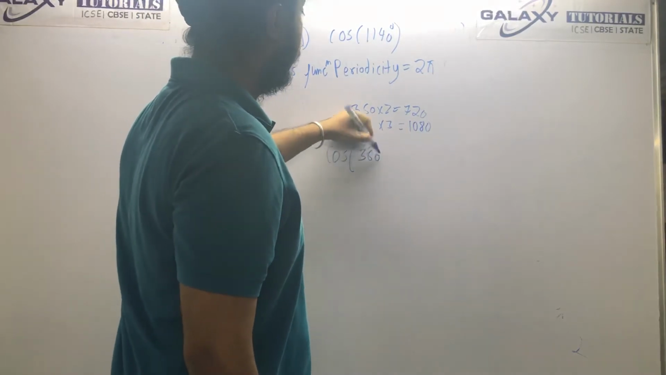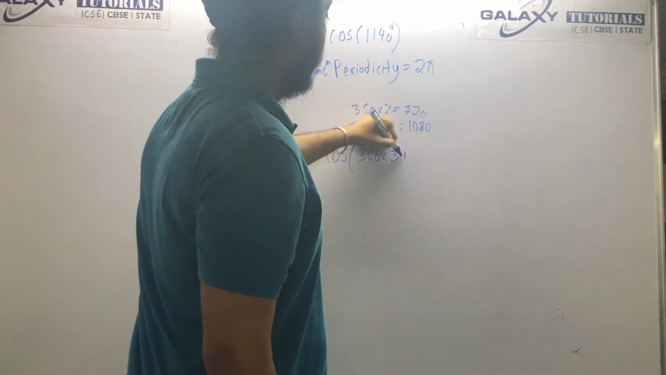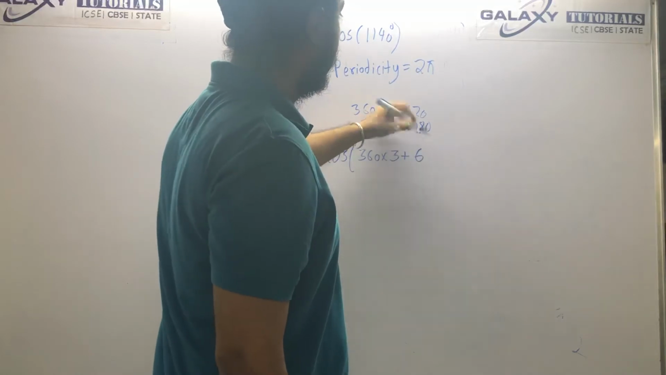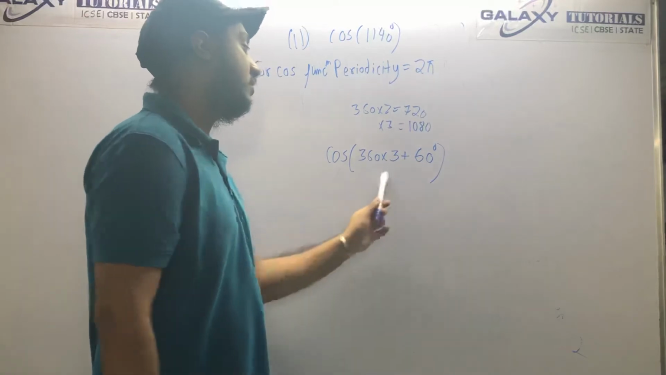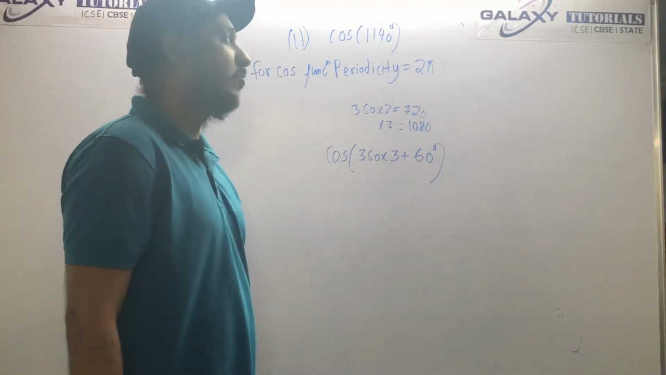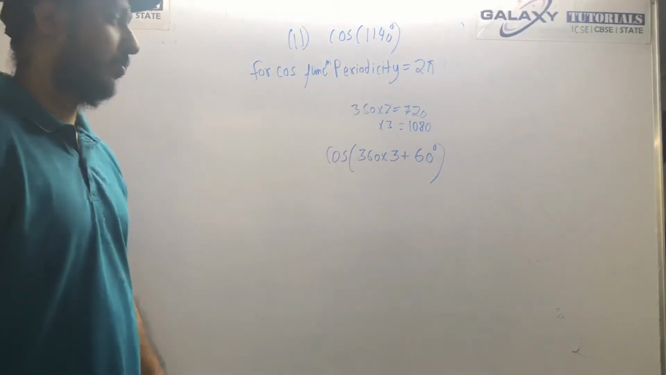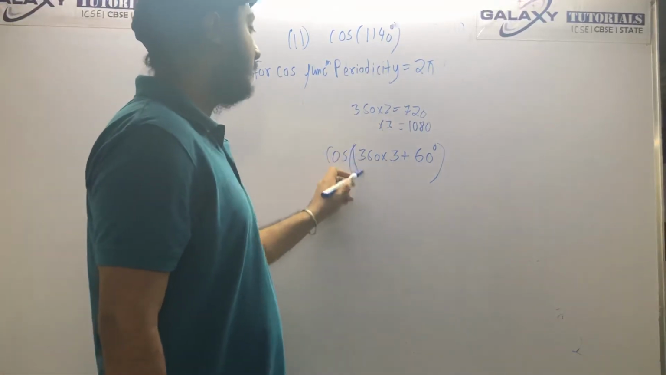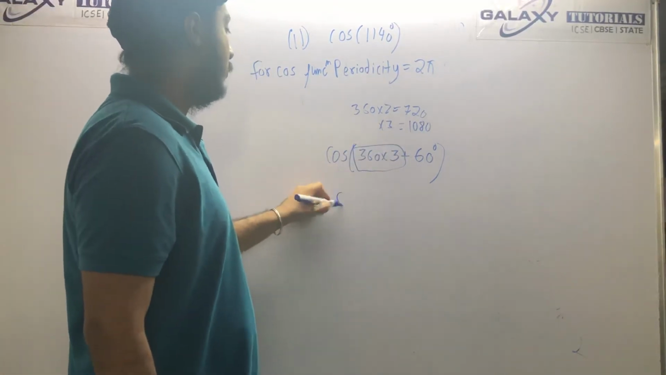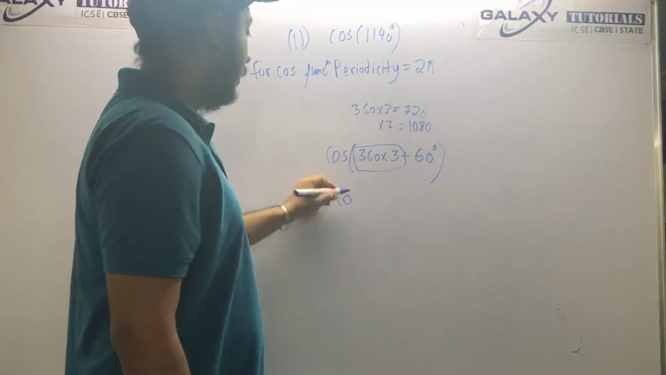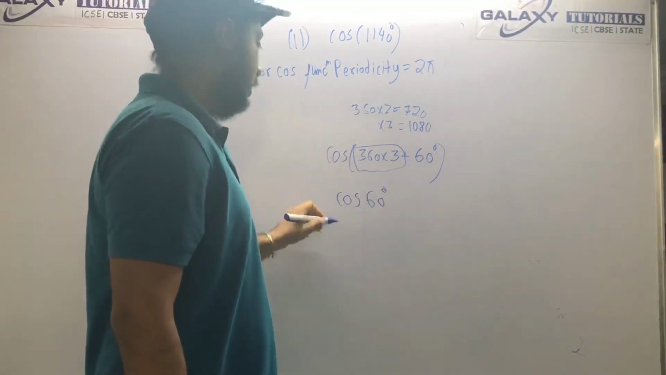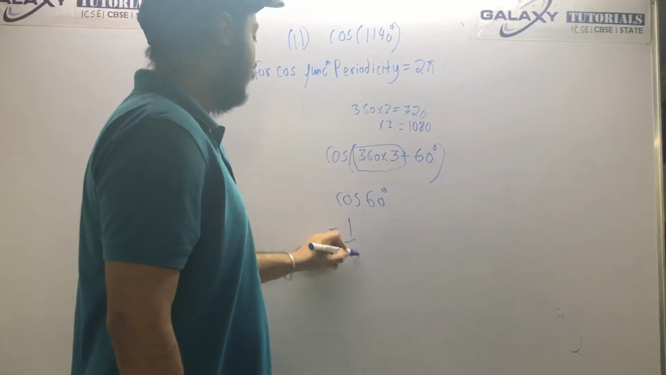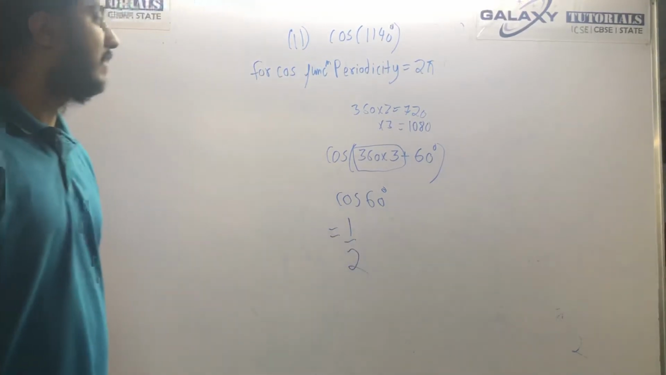360 into 3 plus 60 degrees. See, 360 degree into 3 is 1080, plus 60, 1080 plus 60 is 1140. So this has a periodicity of 2 pi, so it will repeat after this interval only. So instead of this, you can write cos 60, and cos 60 is how much? 1 by 2. So 1 by 2 is your answer.